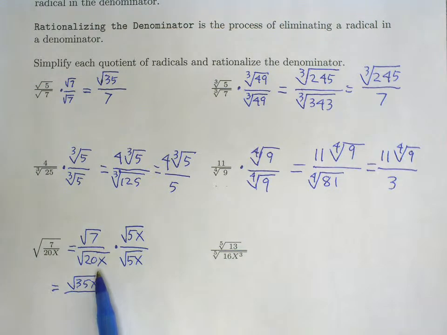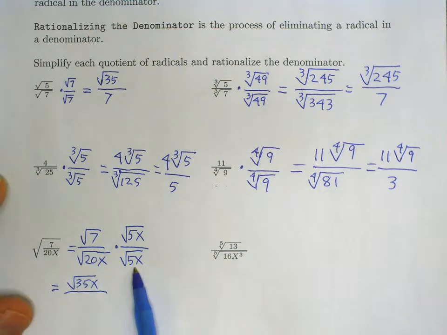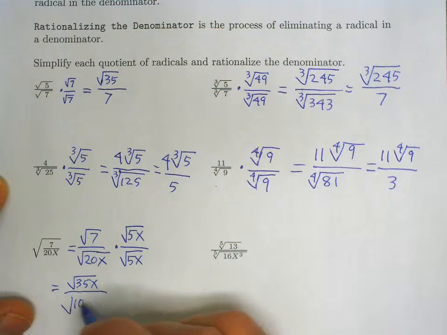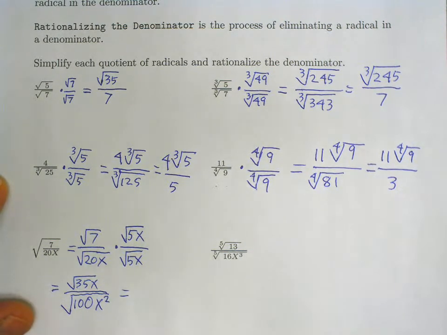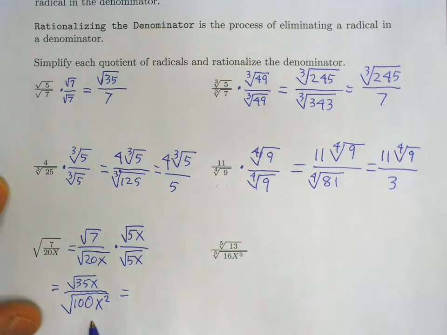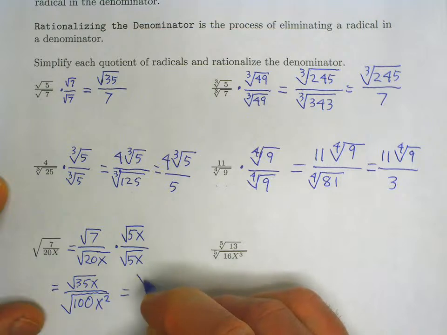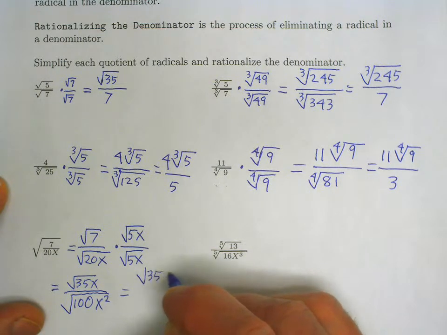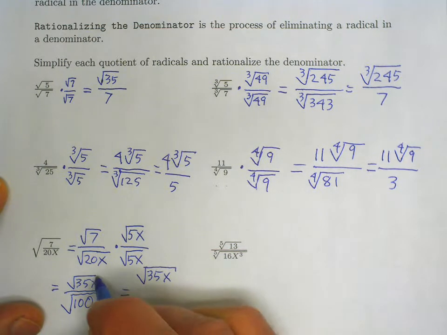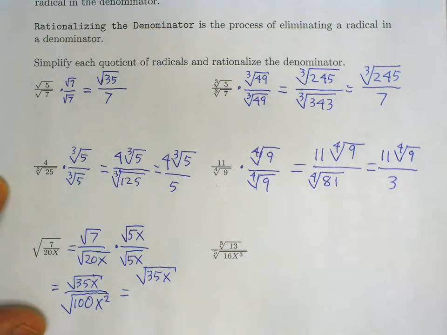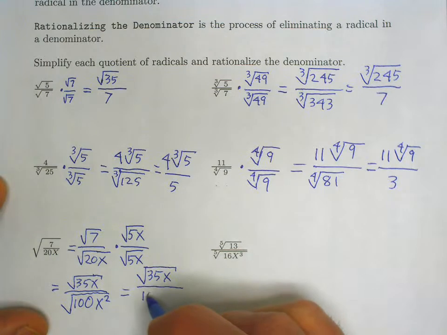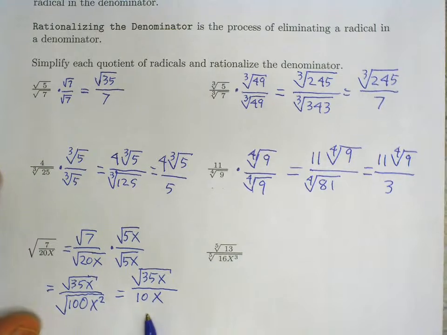And in the denominator, the square root of 20x times the square root of 5x is the square root of 100x to the second. But now we can simplify the denominator so that there's no longer a square root in the denominator. The final result is the square root of 35x. So we want to make sure the x is inside the square root in the numerator. And then in the denominator, the square root of 100 is 10, and the square root of x to the second is x. We no longer have a square root in the denominator.